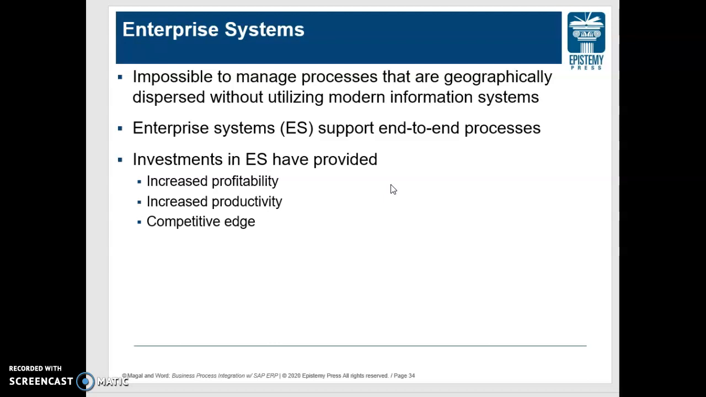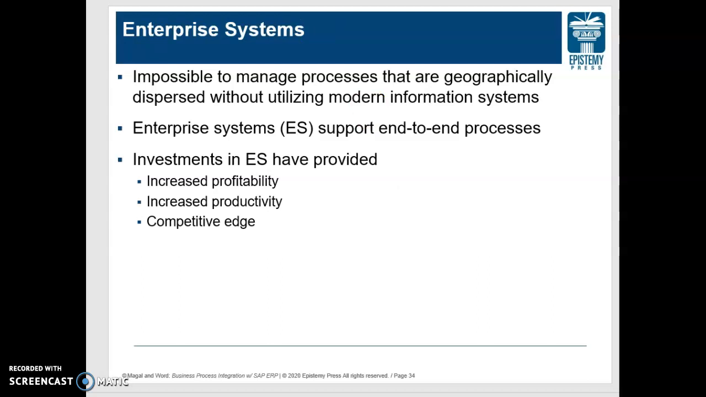And enterprise systems not only help you to see things geographically, all across the world, they also help to support the end-to-end processes. Many companies have different software systems for different functions. They maybe have a system for their accounting, or a system for their buying, or a system for their design. Enterprise systems do all of that, so we can see the whole end-to-end process. The benefit of using these enterprise systems is companies have seen increased profitability, increased productivity, and it gives the companies their competitive edge.